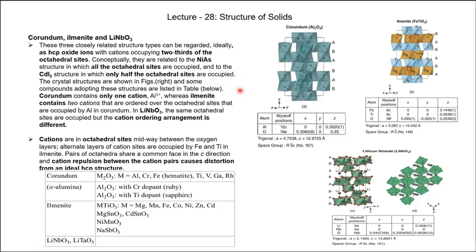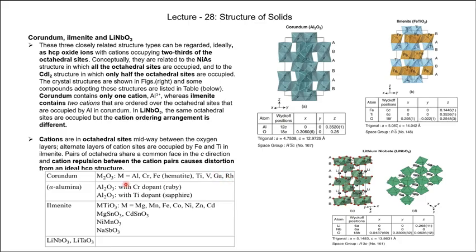Let's go to the compositional share of corundum, ilmenite, lithium niobate. That's what we show in the table below: corundum, which we can generalize as M2O3, and M could be aluminum, chromium, iron, titanium, vanadium, gallium, rhodium.